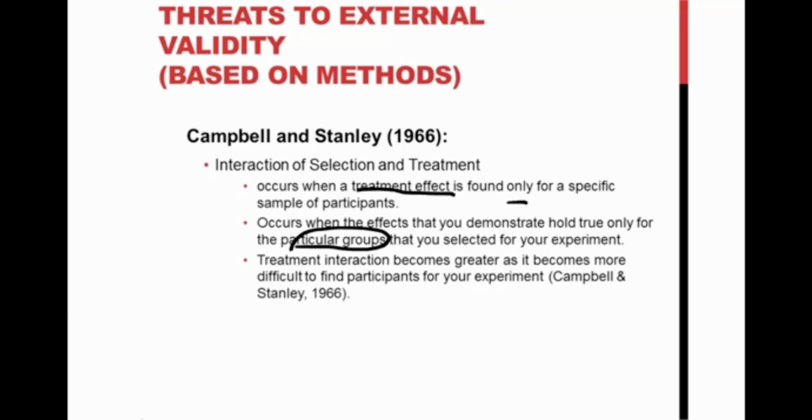Interactions of selection and treatment are more common when you have difficulty finding participants. For example, if you're studying something that's fairly rare, let's talk about maybe synesthesia, where people have extrasensory connections in their brain, so when they hear something, they also taste something at the same time. If you're working with a group that's already fairly limited, you may have more problems trying to assess treatment effects because you've got such a limited pool of participants already.